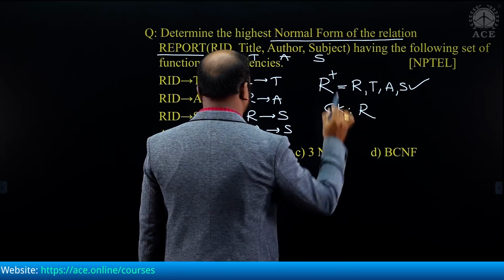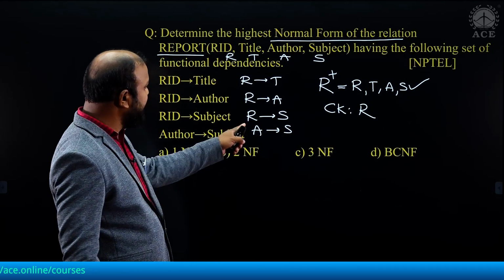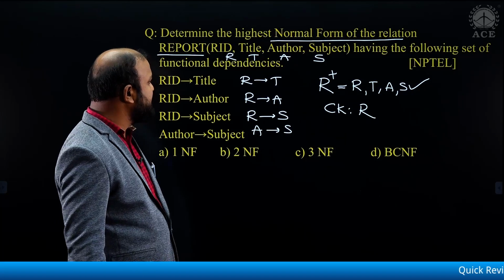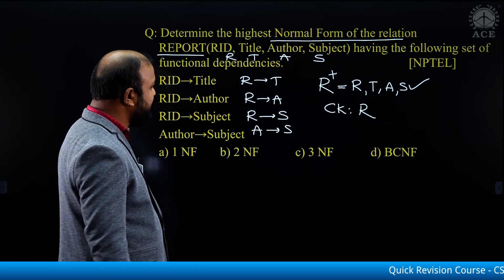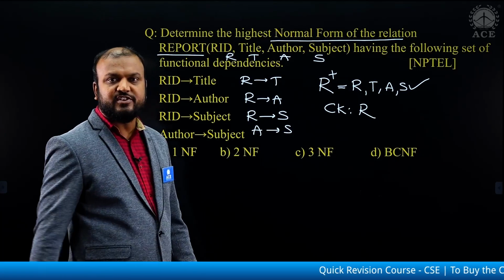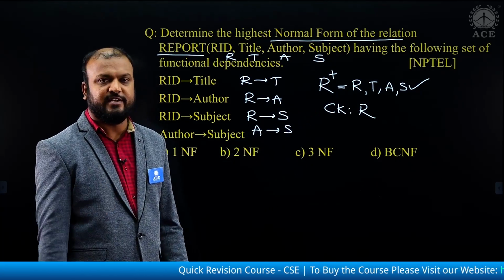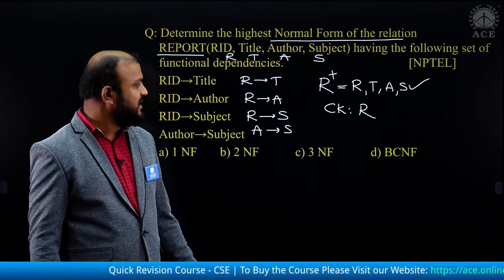Because you are getting all attributes, we can call R a key. What is the key? R. When you take the A closure, you get AS only. So A is not a key. What is the key? R is a key. If R is a key, do you have any partial functional dependencies? No. Why? Because the key is only one attribute. No part of the key is possible.